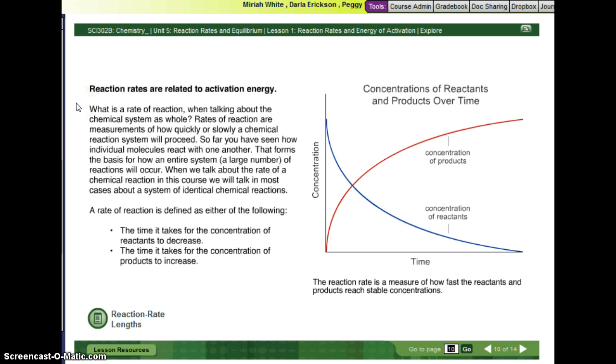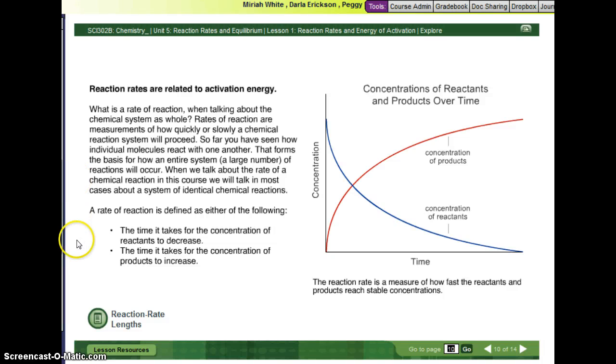Reaction rates are related to activation energy. What is a rate of reaction when talking about the chemical system as a whole? Rates of reaction are measurements of how quickly or slowly a chemical reaction system will proceed. So far, you have seen how individual molecules react with one another. That forms the basis for how an entire system or a large number of reactions will occur. When we talk about the rate of a chemical reaction in this course, we talk in most cases about a system of identical chemical reactions.